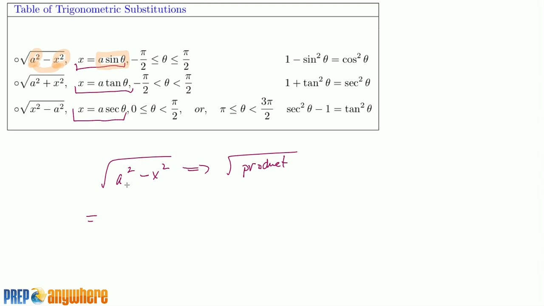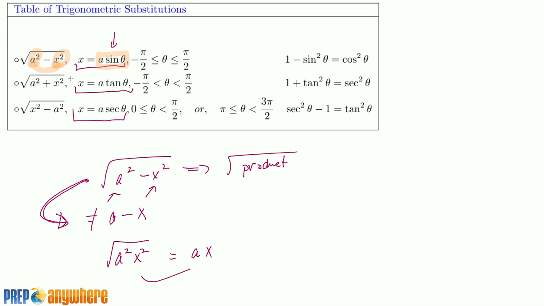So keep in mind that this does not equal a minus x. Only if you have a product of a and x, we can replace that with just a and x. Some students sometimes mix this rule with the sum rule, and you cannot go from this step to this step when there's two terms. So for that reason, we need to make the proper choice so that we can turn it into a product.